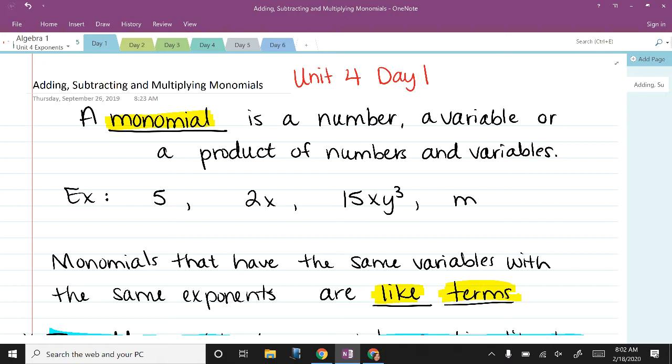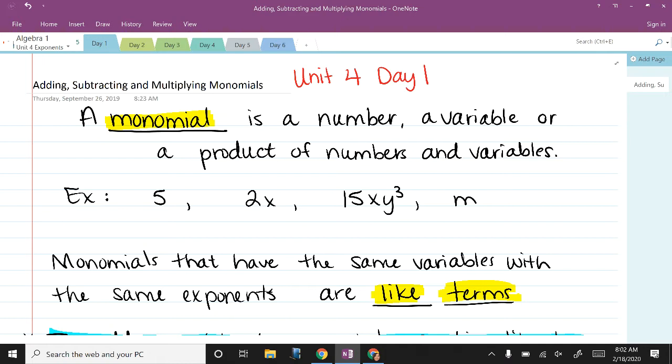In order to do anything with exponential functions, we first have to learn about exponent rules. So we're going to spend a lot of time today learning about exponent rules, and we have to learn a little bit of terminology. The first one we're going to talk about is something called a monomial.